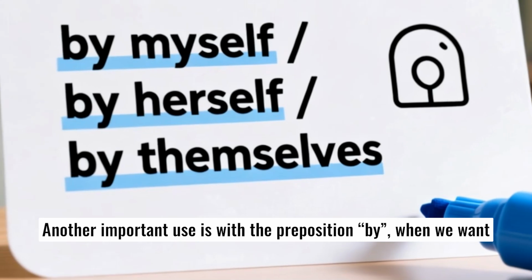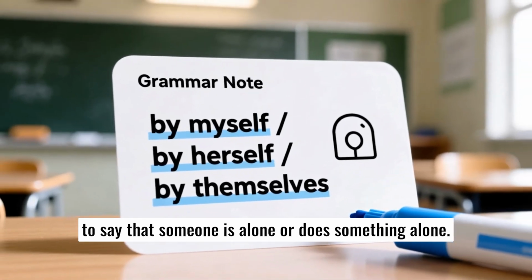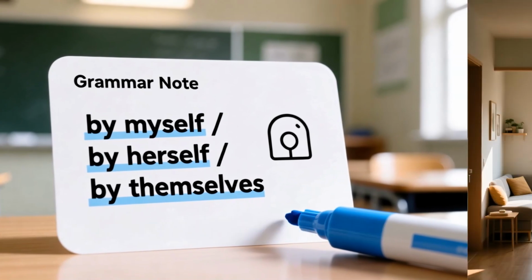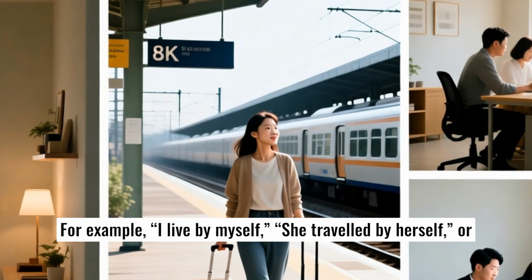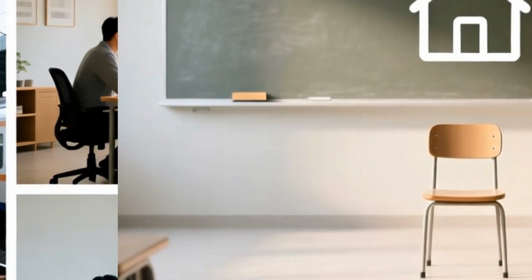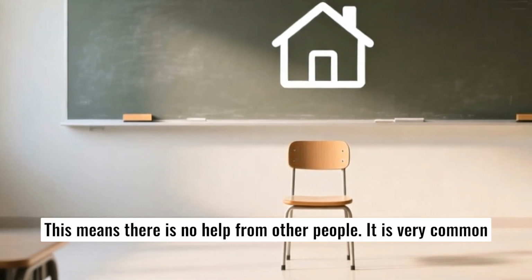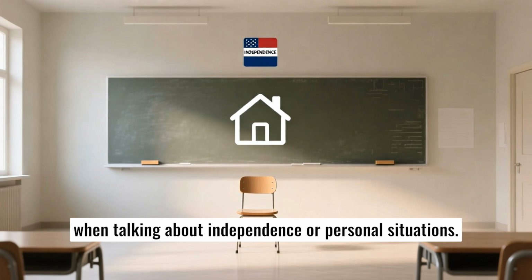Another important use is with the preposition by, when we want to say that someone is alone or does something alone. For example, I live by myself, she travelled by herself, or they finished the work by themselves. This means there is no help from other people. It is very common when talking about independence or personal situations.